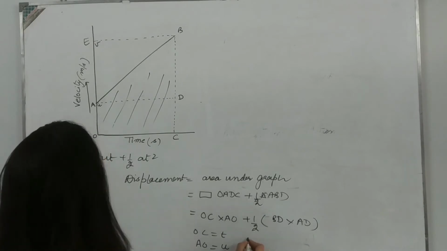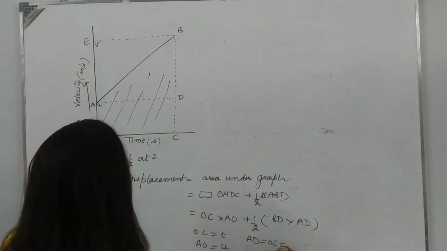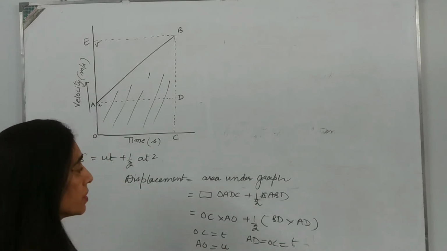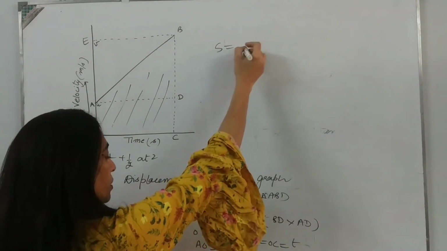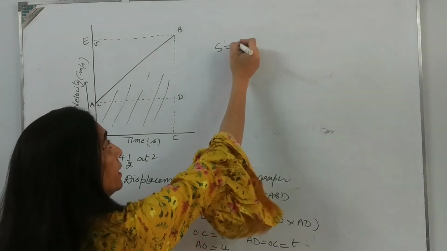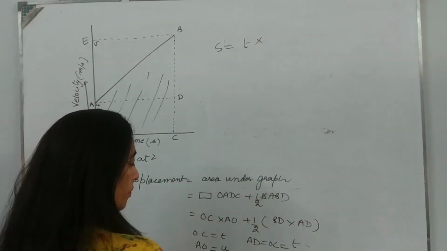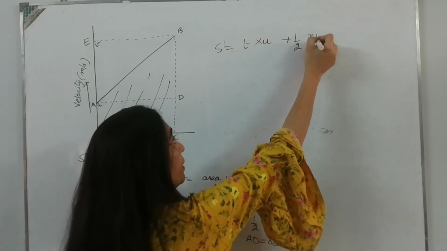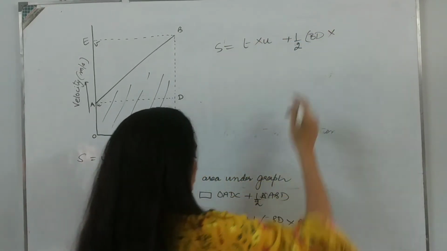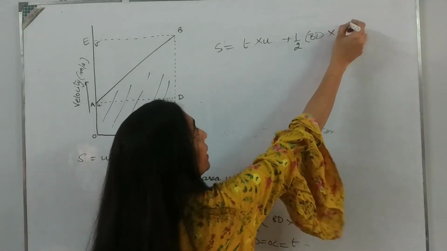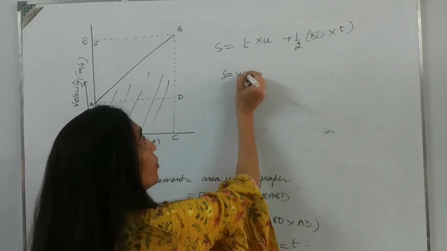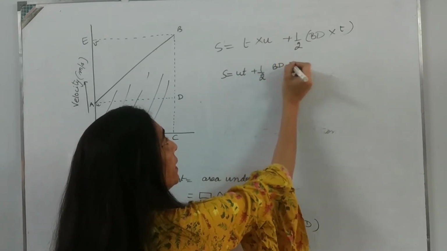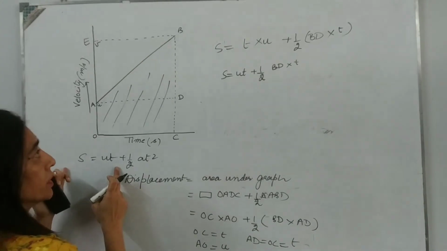And AD is equal to OC, which is equal to t. So we can substitute the values. s is equal to OC into AO, that is u, plus half of BD into AD, which is t. So s is equal to ut plus half BD into t. So this portion is ready.